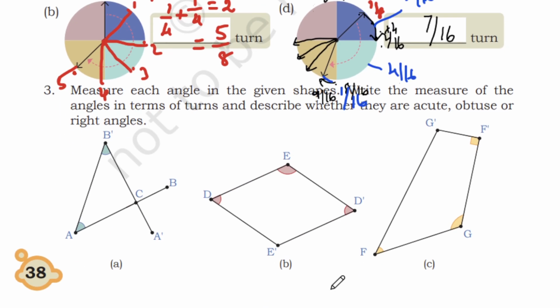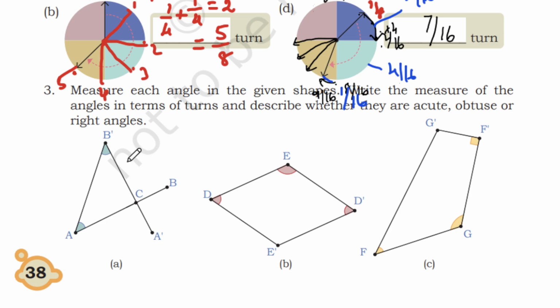Okay, next we have measure each angle in the given shape, write the measure of the angles in terms of turns, and describe whether they are acute, obtuse and right angles. Students, again you have to use your geometry box to measure these angles. So always the acute angles are going to be lesser than 90 degree, and the obtuse angles are greater than 90 degree, and you have straight angles which are 180 degree. Okay, so I'm going to measure only obtuse, acute and straight. You have to take your geometry box and measure and write the angles.